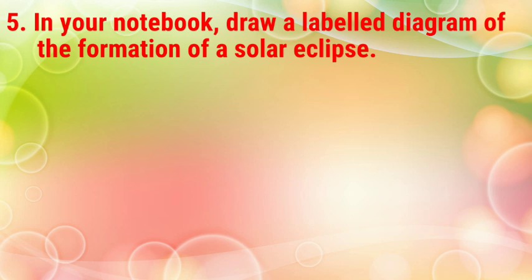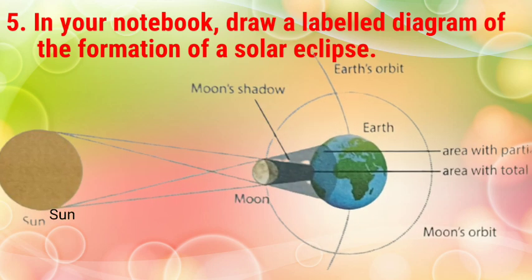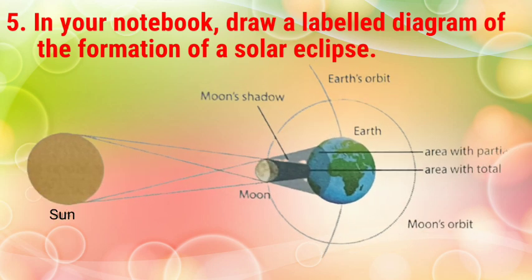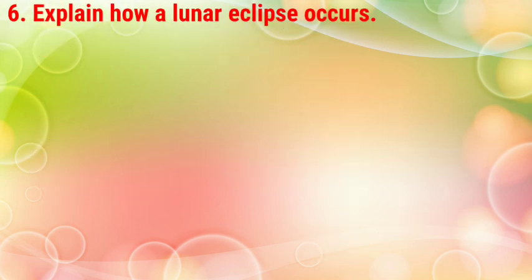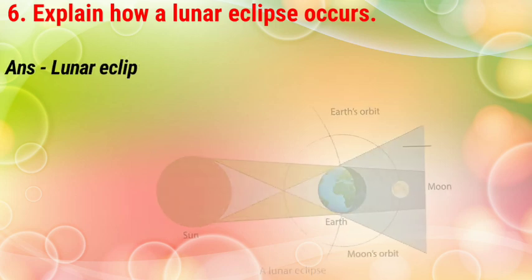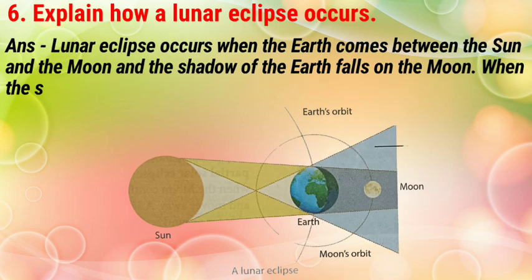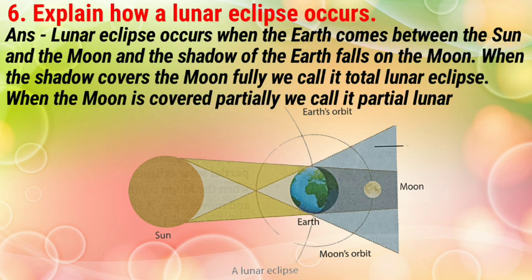5. In your notebook, draw a labelled diagram of the formation of a solar eclipse. When the moon comes between the sun and earth, it becomes the solar eclipse. 6. Explain how a lunar eclipse occurs. Answer. A lunar eclipse occurs when the earth comes between the sun and the moon and the shadow of the earth falls on the moon. When the shadow covers the moon fully, we call it total lunar eclipse. When the moon is covered partially, we call it partial lunar eclipse.